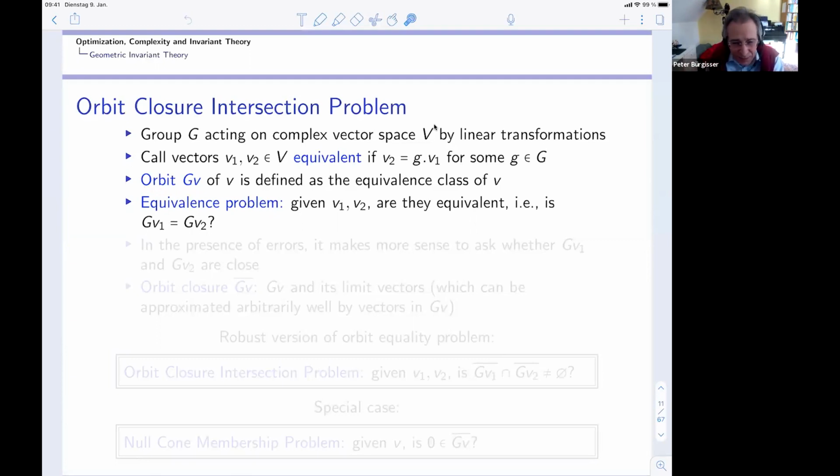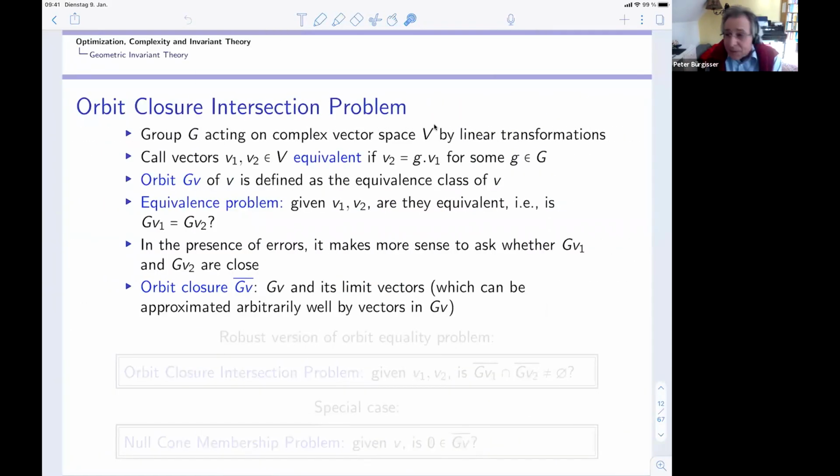You assume the coordinates of the vectors are given by rational numbers, and so on. But you can also look at it more numerically. Maybe these vectors are not given exactly. Maybe there is some error in it. Okay, then it makes more sense to look... I mean, this equivalence problem maybe is not so meaningful anymore in the presence of errors.